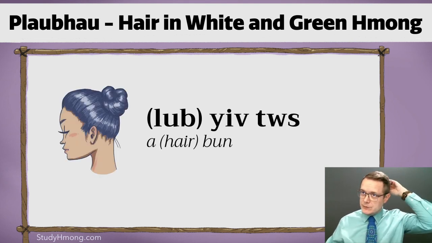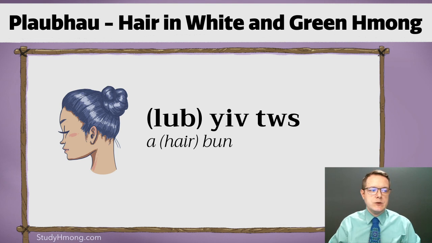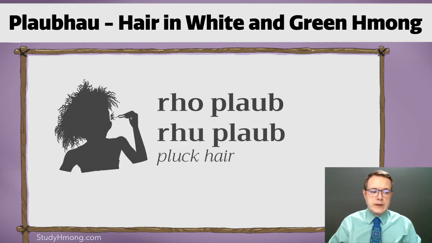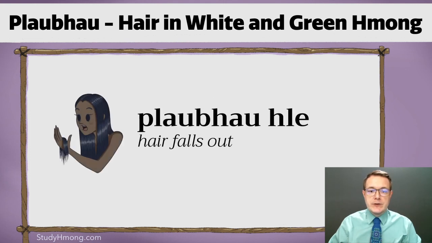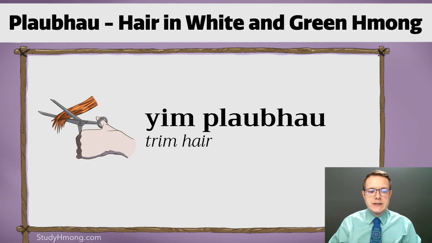For a bun, when you curl your hair up into a bun, that bun is called lu yi tu, in both White and Green Hmong. To pull or pluck a hair, you could say to blau, or tu blau. If your hair is falling out, hopefully it's not, but that's the inevitability for some of us, we would say Plaubhau hle. And finally, to trim the hair as opposed to cutting it, so just trimming off a bit, we say yi Plaubhau.